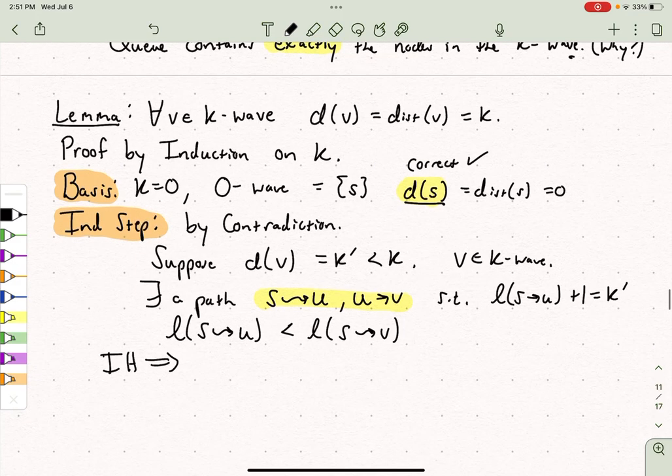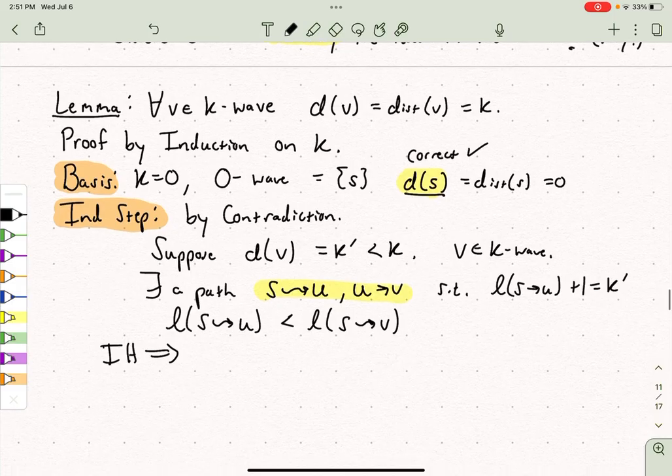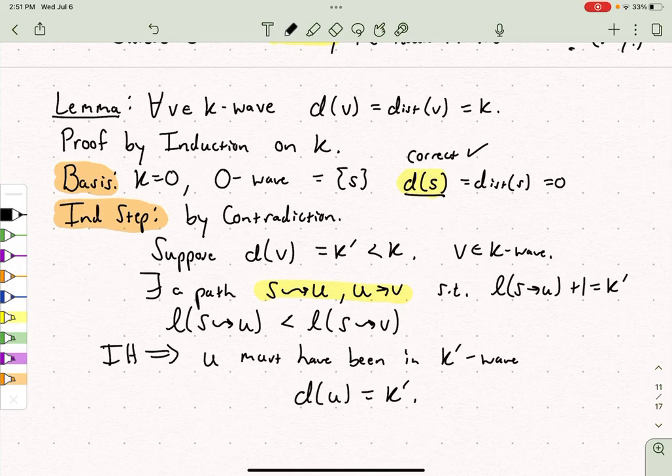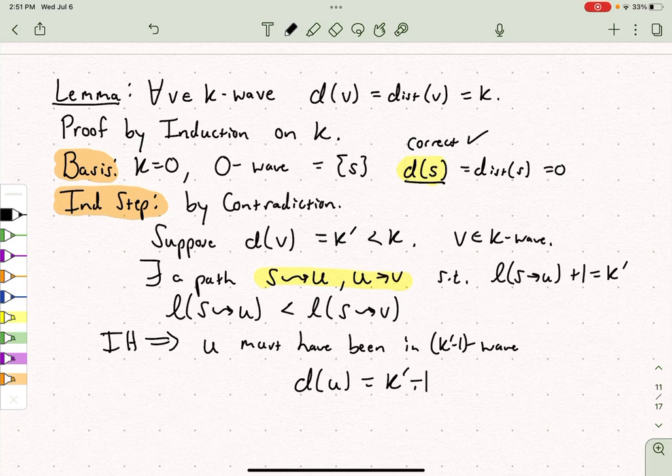Because this is the shortest path, u must have been in the k prime minus 1 wave, since by the induction hypothesis, d of u is correctly equal to k prime minus 1, because it is 1 smaller than that. So we know u was in some earlier wave, which is the point. Now the question is, if u was in an earlier wave, why did the algorithm place v into the k wave?